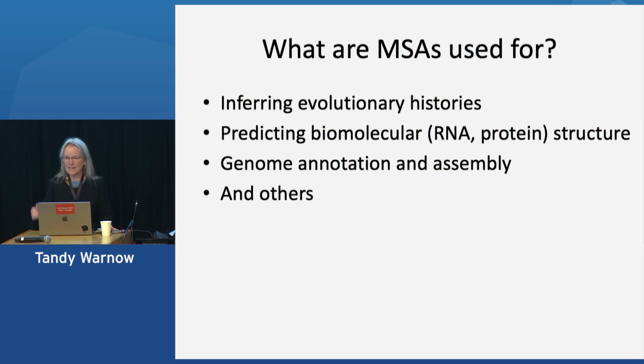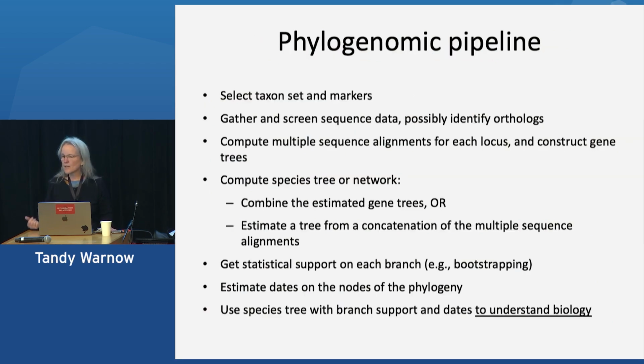But MSAs, multiple sequence alignments, are used in phylogeny estimation. They're used in predicting protein structure. They're used in annotating genomes. And they have many other applications. And the one that I work on the most is phylogenetic estimation.